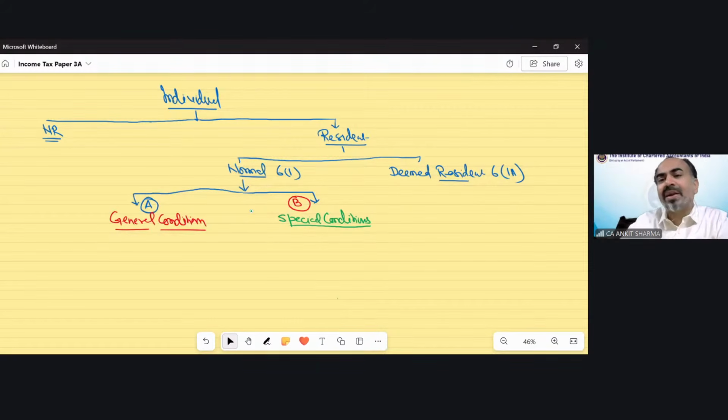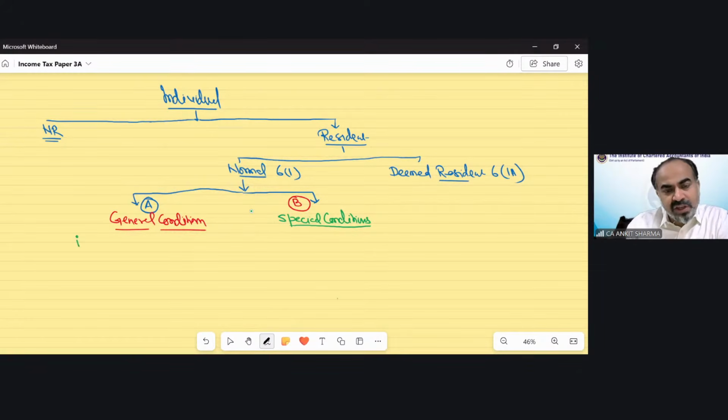One more thing to all of you, there is no bifurcation like general condition, special condition in your act or income tax provision. This is for your convenience. If you are able to find out this bifurcation, you would be able to understand which category you fall in. And once you find out which category you fall in, you would be able to apply the condition correctly. So first of all, the general condition we are discussing.